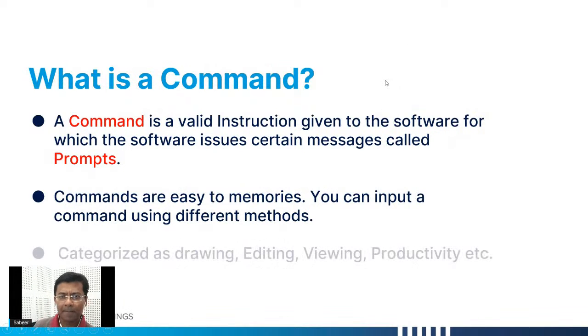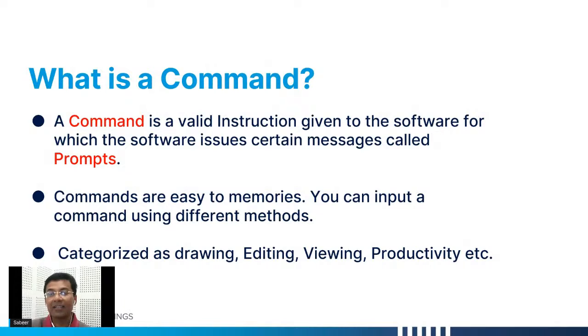Then we will see all that. Then the commands are categorized in various categories. Like we have, in AutoCAD, roughly speaking, around 250 commands. Some commands can be used to create objects. Such commands are called drawing commands. Then there are certain commands with which you can incorporate changes on the existing objects. Such commands are called editing commands.